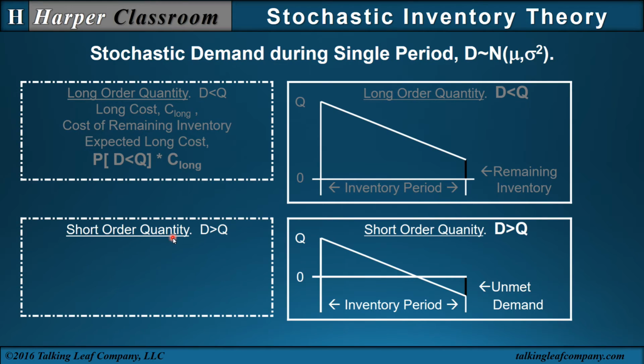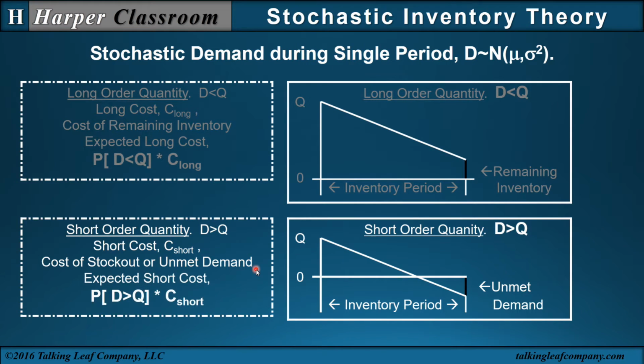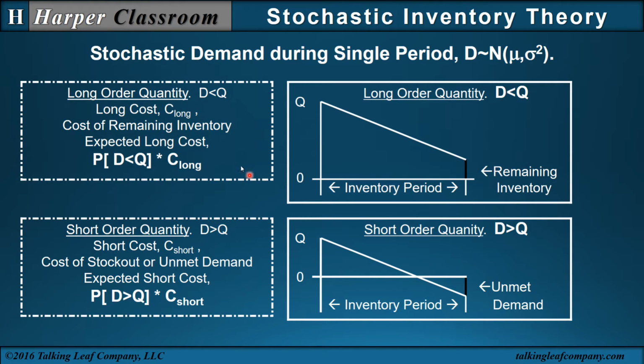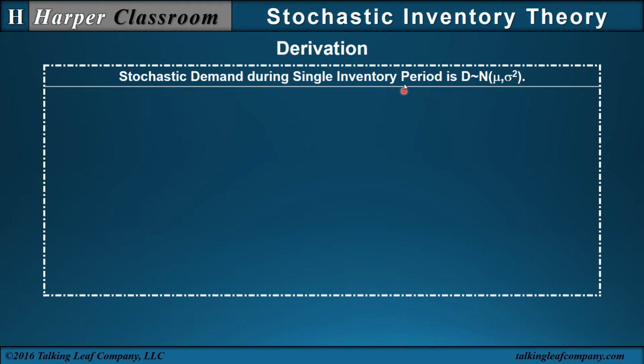Next is a short order quantity, where we don't order enough, or our demand is greater than our lot size. Let's define a short cost, which is the cost of stock out or unmet demand. And that cost is lost sales, lost opportunity, lost branding. We'll define an expected short cost, which is the probability of being short, times the cost of being short. Now we'll use these two definitions to derive the EOQ equation.